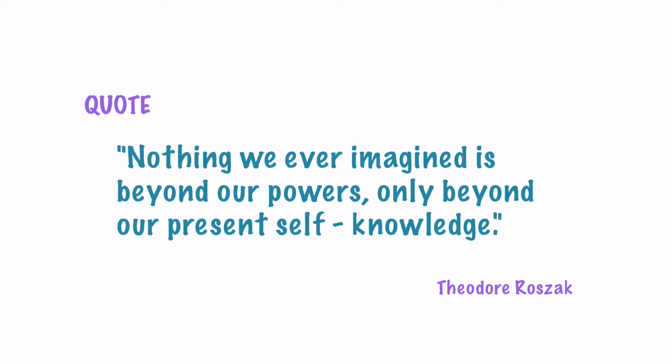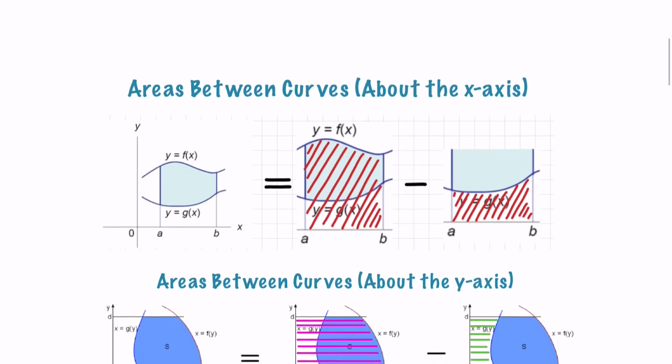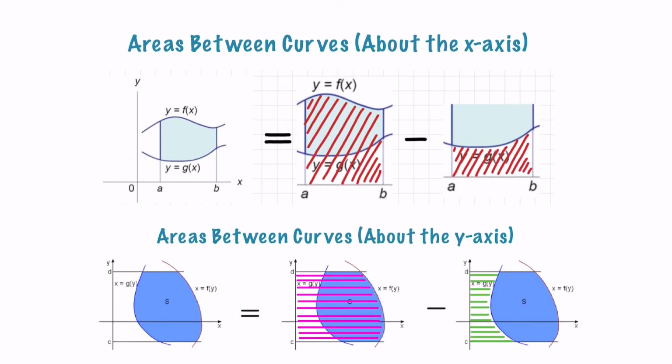Okay, let's see. Areas between curves. You want to find the area between two curves. We can work this with respect to the x-axis and with respect to the y-axis. So every time you want to find the area between, in this case, f of x and g of x, you're going to take the integral of the top function, which is the area between the top function and the x-axis, and you're going to subtract this little piece. So you take the big one minus the small one, and what you get is the shaded area.